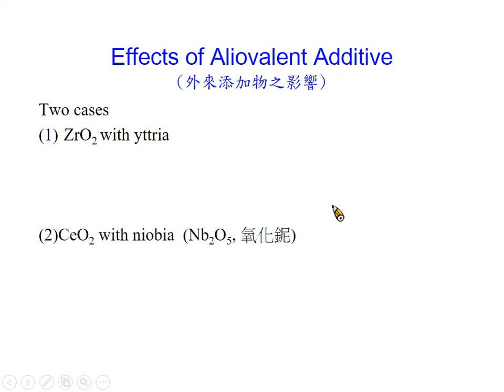So let's look at those two cases. The first one is zirconia doped with yttria. If we dope yttria, which has a 3 plus valence, into zirconia, which is 4 plus, then we can write out the defect reaction. Please take a piece of paper and a pen. Try it yourself. Write out these reactions.